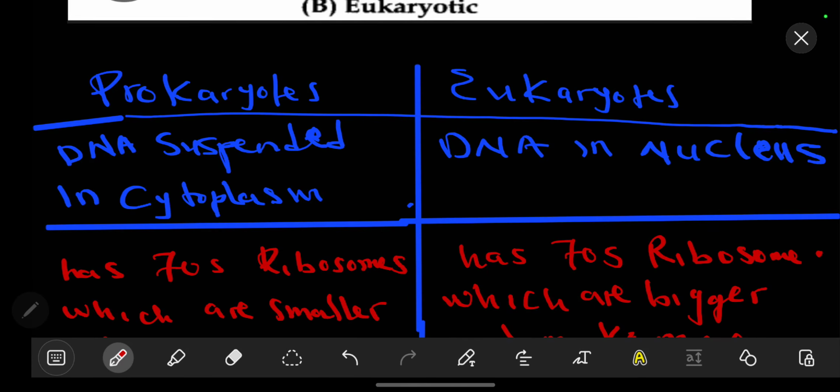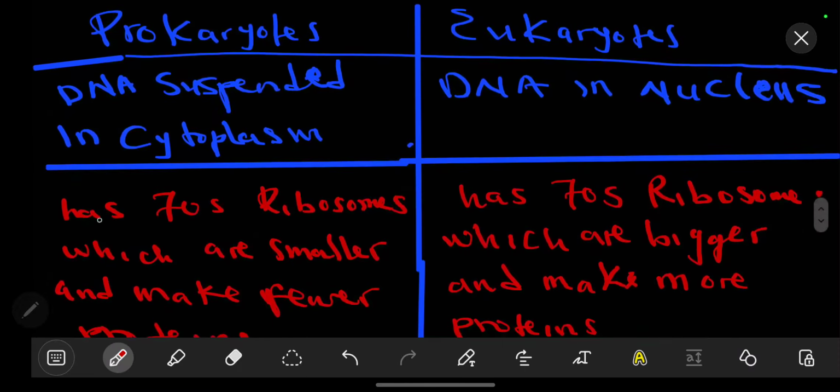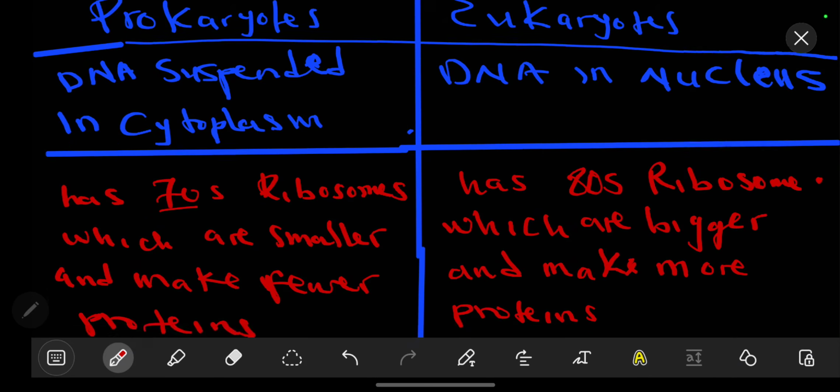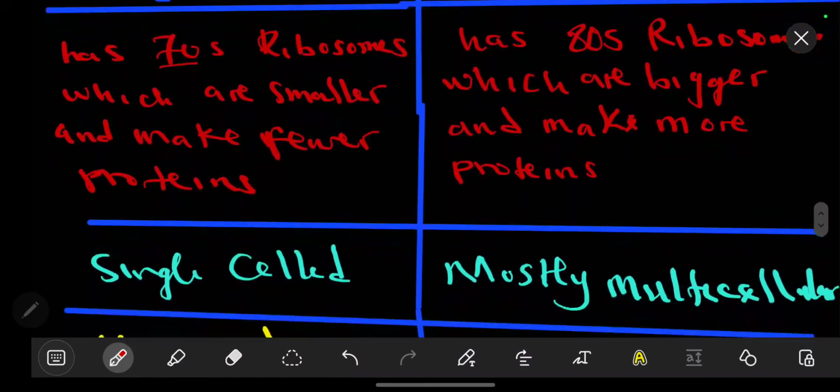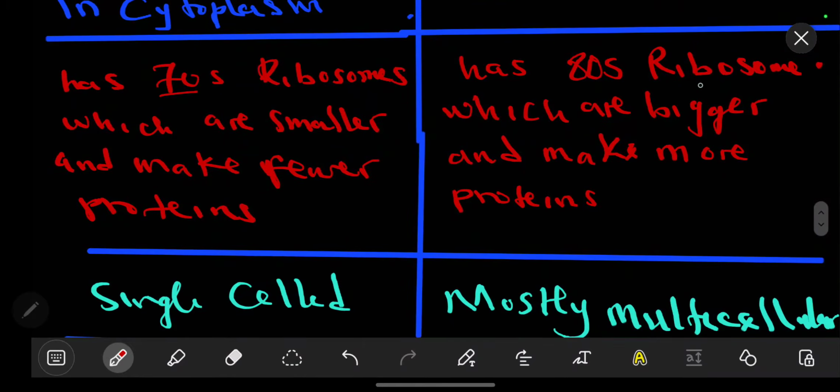To summarize, the differences that we have talked about are that prokaryotes have DNA suspended in the cytoplasm, while the eukaryotes have DNA in the nucleus. Then the prokaryotes have 70S ribosomes, while the eukaryotes have 80S ribosomes, which are both responsible for making proteins. However, the ribosomes in eukaryotes make more proteins.